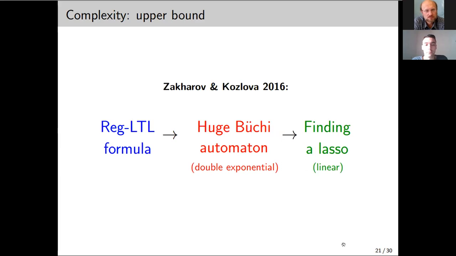However, when regular LTL was introduced in 2016, the construction that followed this approach for our logic yielded a much slower algorithm. The Büchi automaton built straightforwardly from a regular LTL formula has a double exponential number of states. So there are two levels of exponentiation there. And then we have an algorithm that analyzes this huge automaton in linear time. It's still double exponential in the size of the original formula. Or we can analyze the automaton again non-deterministically on the fly and reduce it to exponential space, but still not very tractable. So why is the automaton so big?